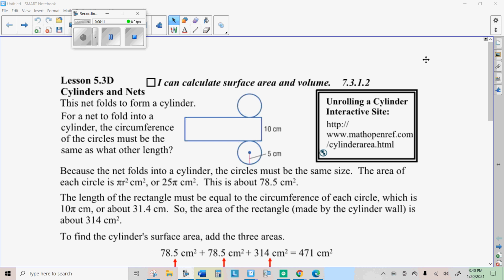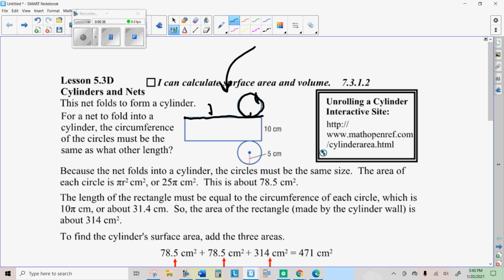We are going to learn how to find the surface area of a cylinder, and we're going to use the net to do that. You see this net right here. This will make a cylinder. Now, the length of this line right here is the length of this line right here, because it has to wrap all the way around, which is the circumference of the circle. So this dimension right here, this part of the rectangle, you're going to get by multiplying the circumference of the circle by 10.